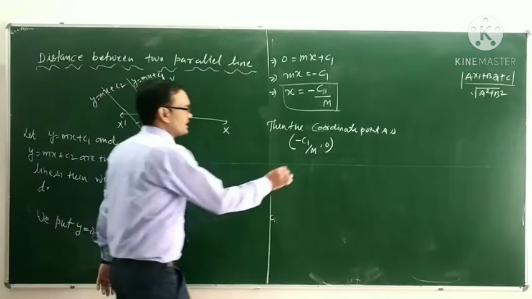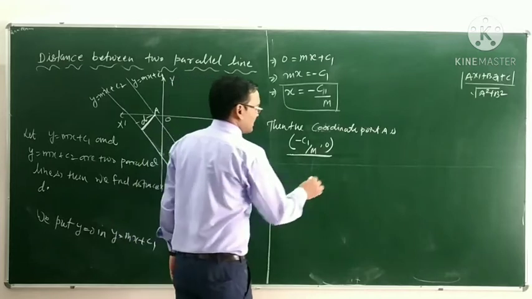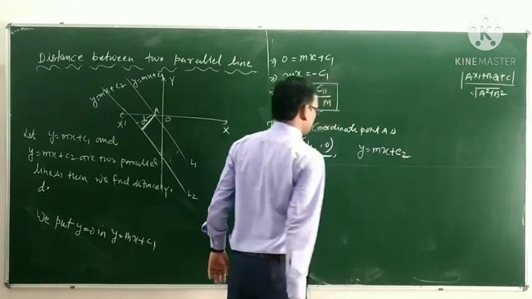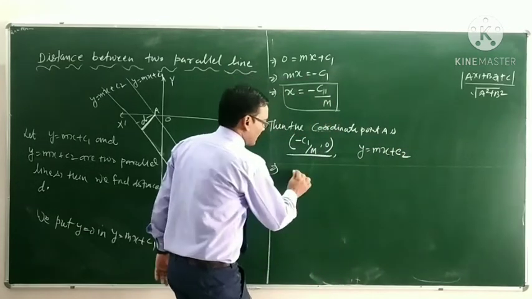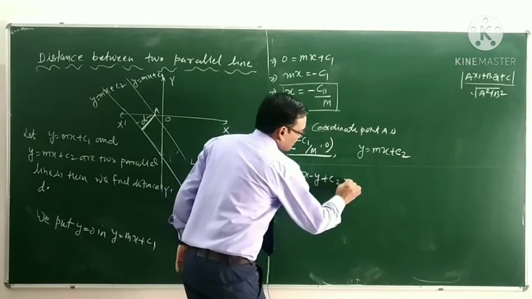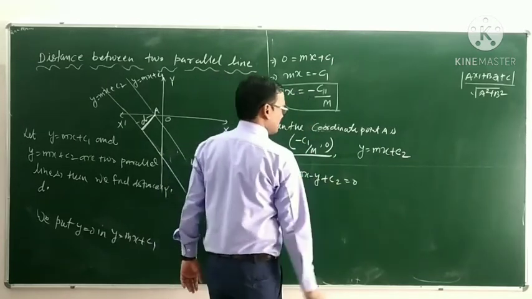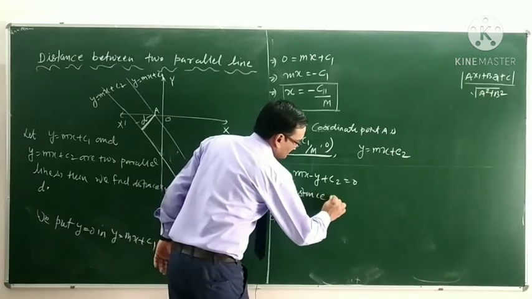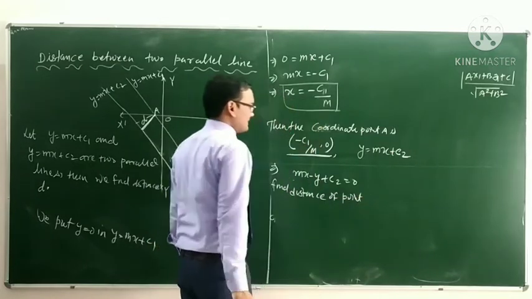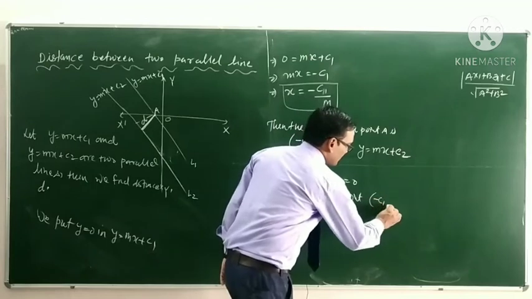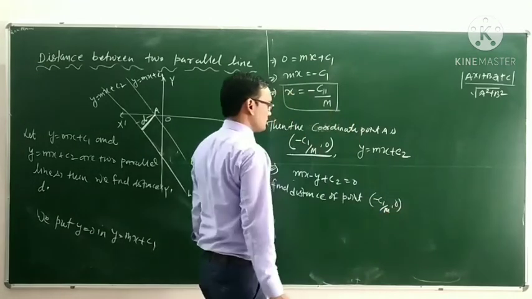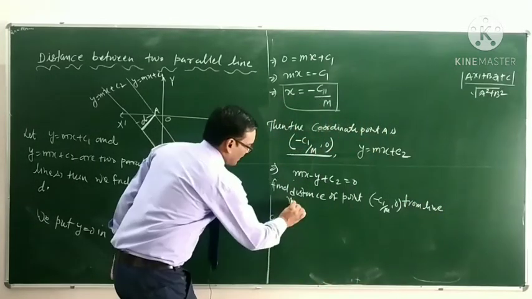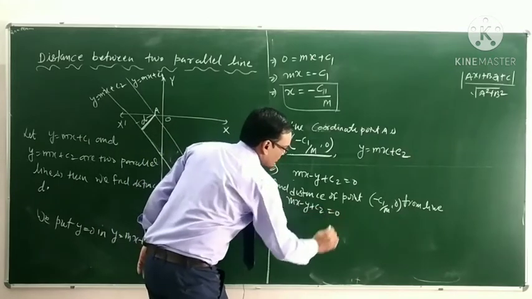Here the point is this and the equation of the line is y equal to mx plus c2. This implies that mx minus y plus c2 equal to 0. The equation of the line is this. Find the distance of the point minus c1 upon m comma 0 from the line mx minus y plus c2 equal to 0.